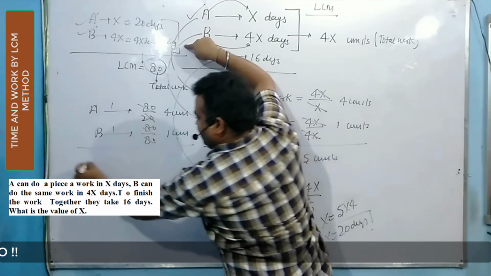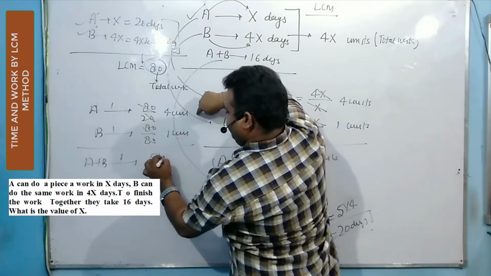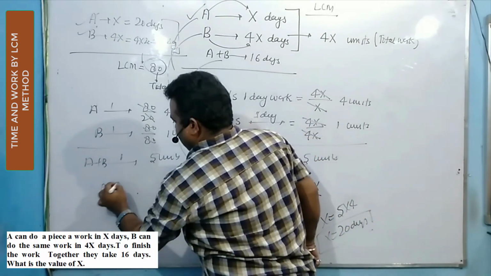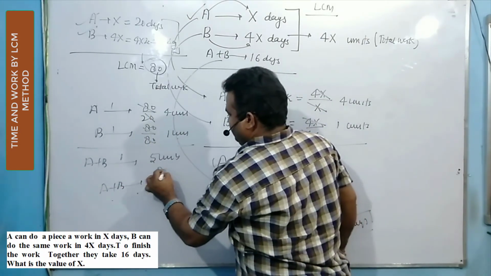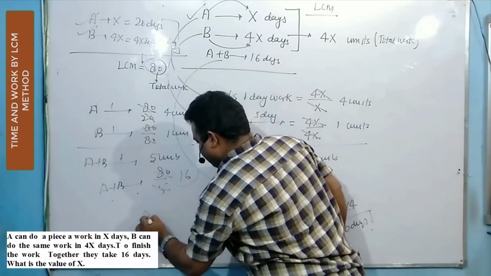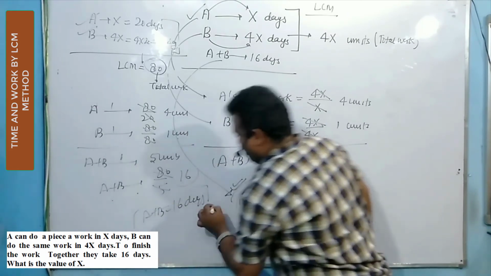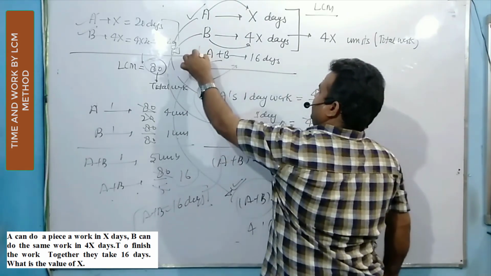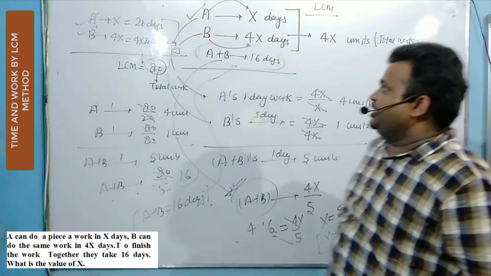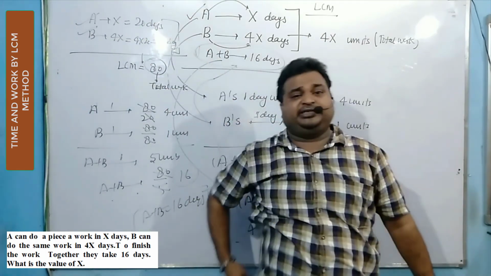A और B मिल करके 1 day work क्या होगा? A plus B's 1 day work is what? 4 plus 1, 5 units per day. So A plus B 1 day work is 5 units. Total units you need to complete is 80. Divided by this 5, you will get the number of days for completion. So A and B take 16 days to complete the job, which is already mentioned here. Okay, it means that my answer x equal to 20, that means A completes the work in 20 days, B completes the work in 80 days, is absolutely right.